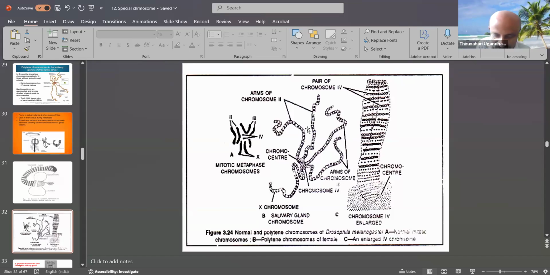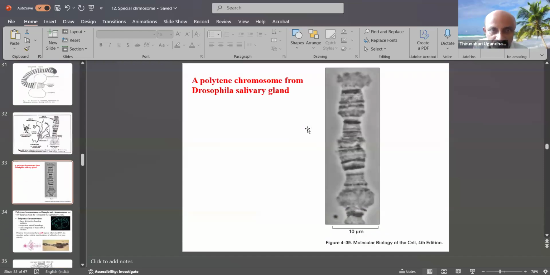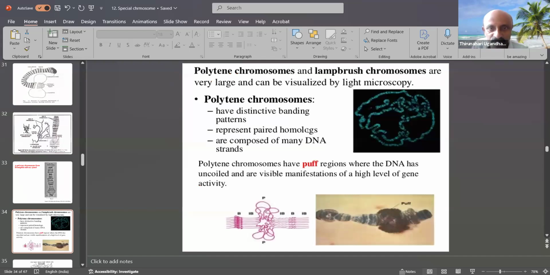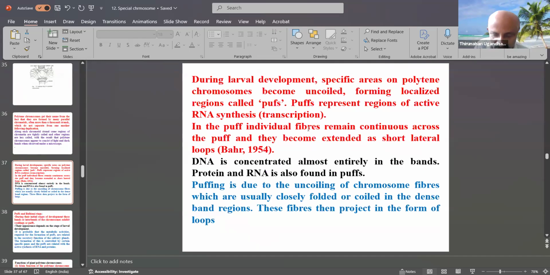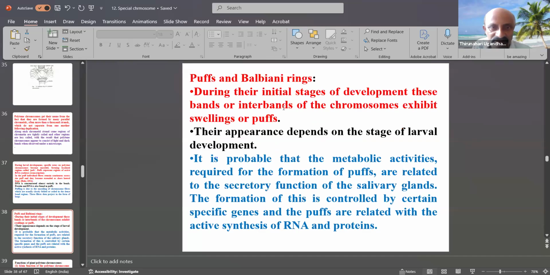The structures are different. But here, polytene chromosomes from Drosophila salivary glands are present in a special type of organism or salivary glands. These polytene chromosomes have several structures. They are formed from many parallel parts during larval development. The specific areas on the polytene chromosome become uncoiled and puffs are present. These are special parts. These are puffs and Balbiani rings.